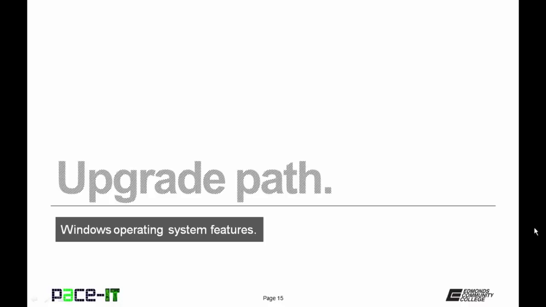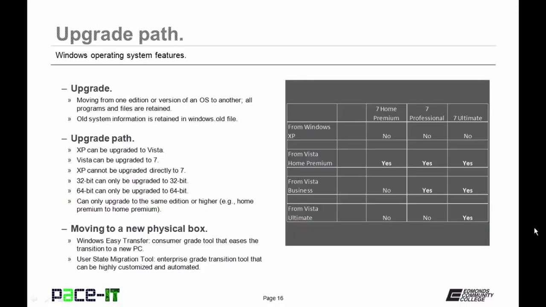Let's talk about the upgrade path. Upgrade is moving from one edition or version of an operating system to another, and all programs and files are retained. The old system information is retained in a Windows file called windows.old. Upgrade paths. XP can be upgraded to Vista. Vista can be upgraded to 7, but XP cannot be upgraded directly to Windows 7.